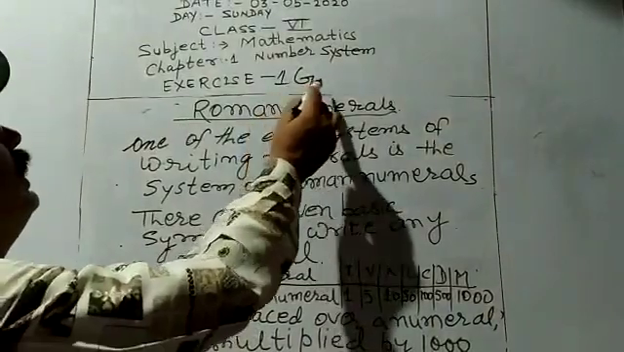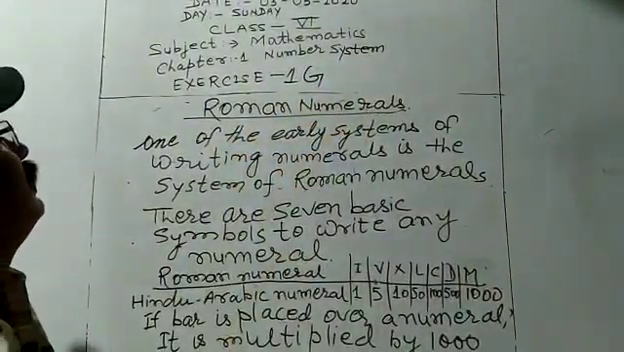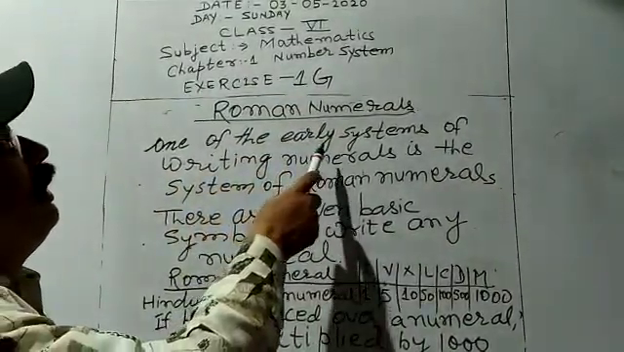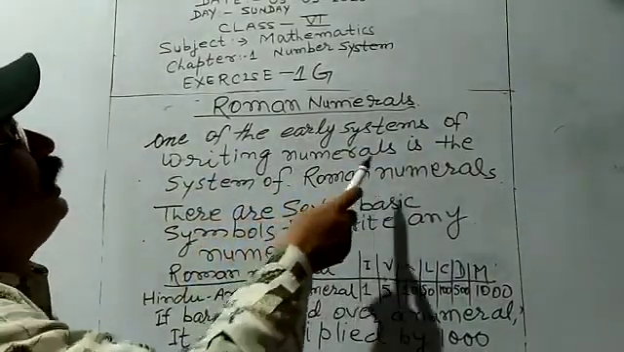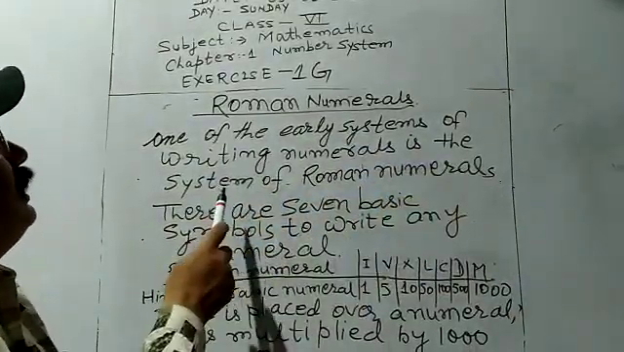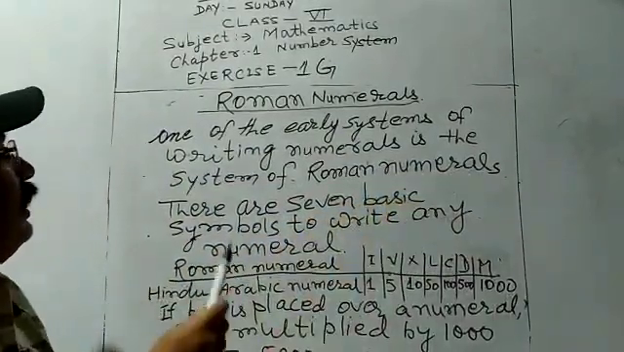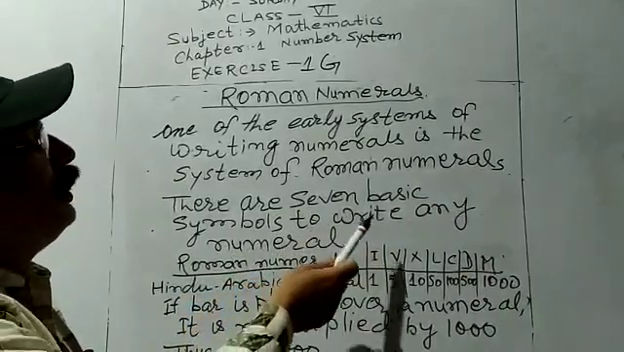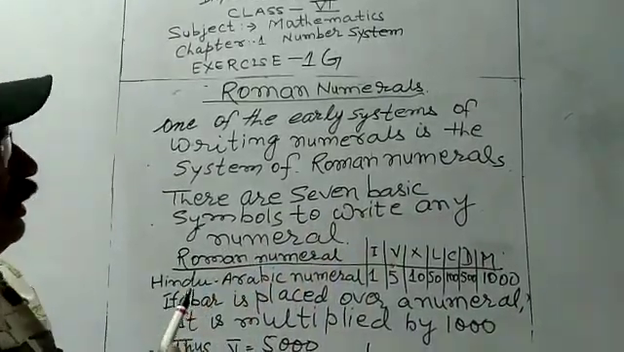Exercise 1G, Roman numerals. One of the early systems of writing numerals is the system of Roman numerals. There are 7 basic symbols to write any numeral.